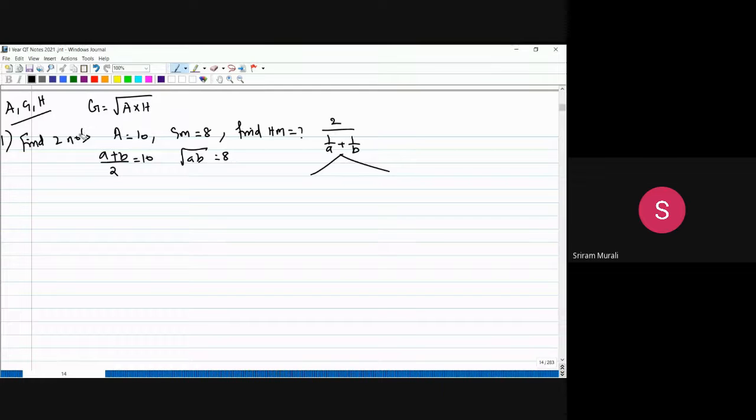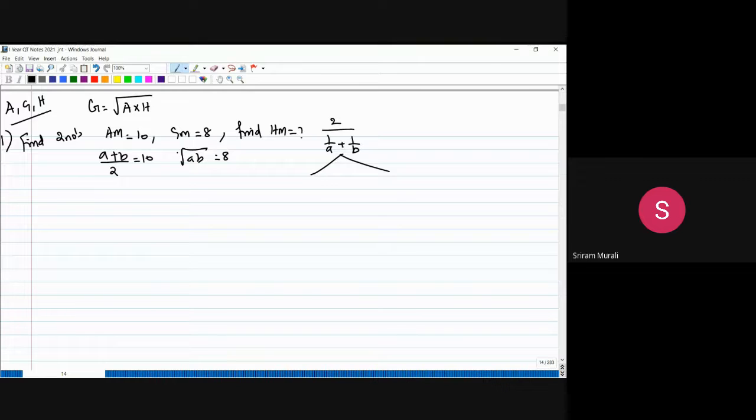We want to find two numbers. It may come in 5 mark question or 2 mark question. But if this question comes, it will come in 5 mark. We want to find the two numbers. You are given with arithmetic mean as 10, geometric mean as 8. What I want to find? Harmonic mean. This is a shortcut.